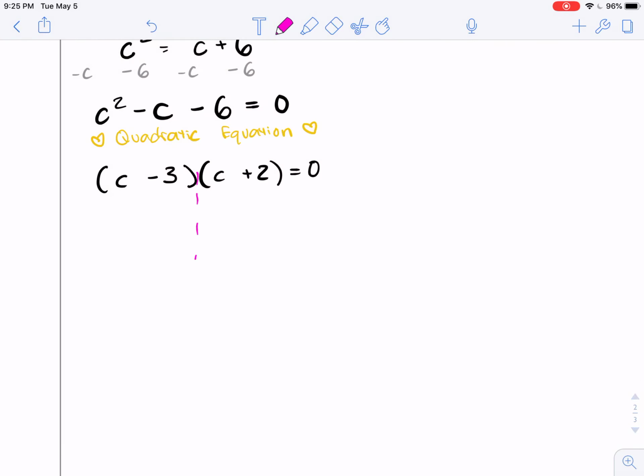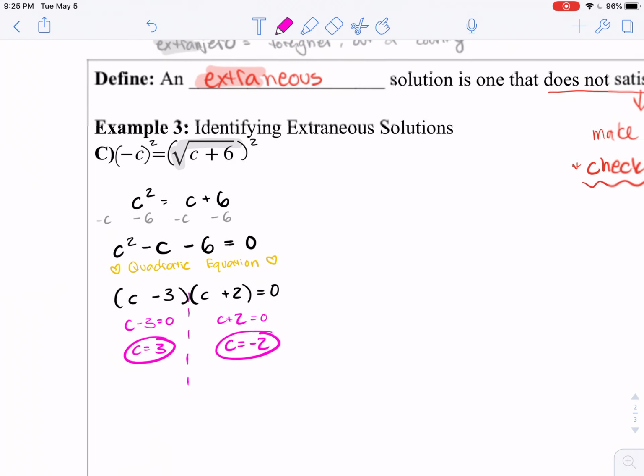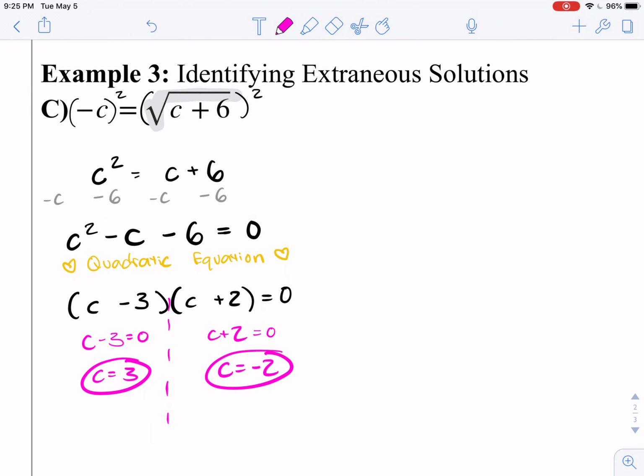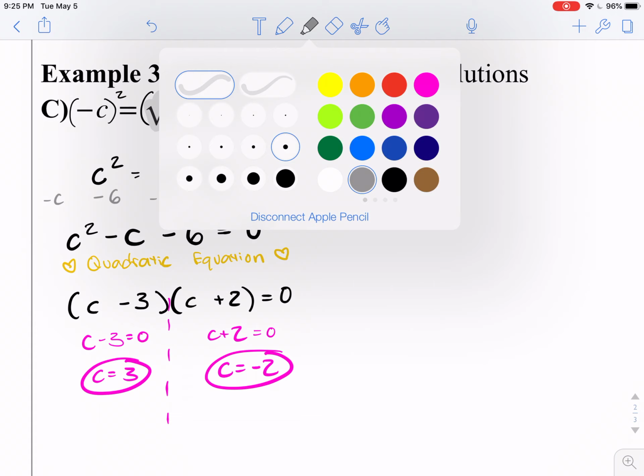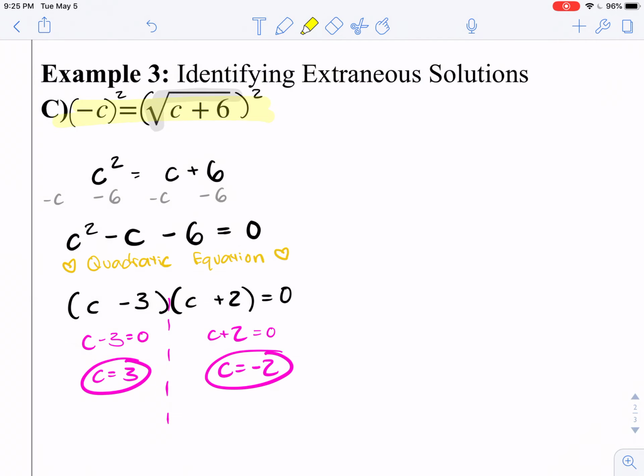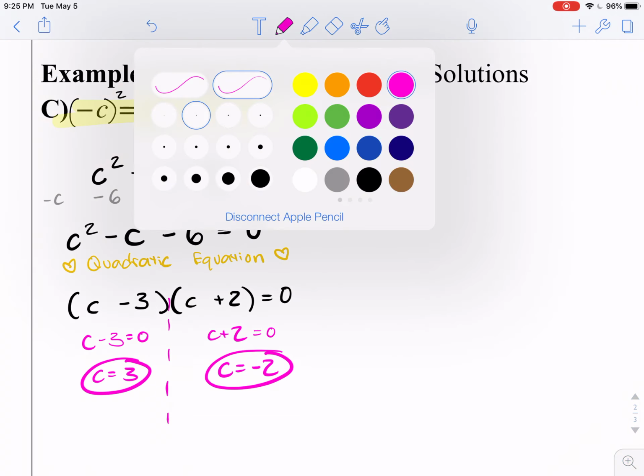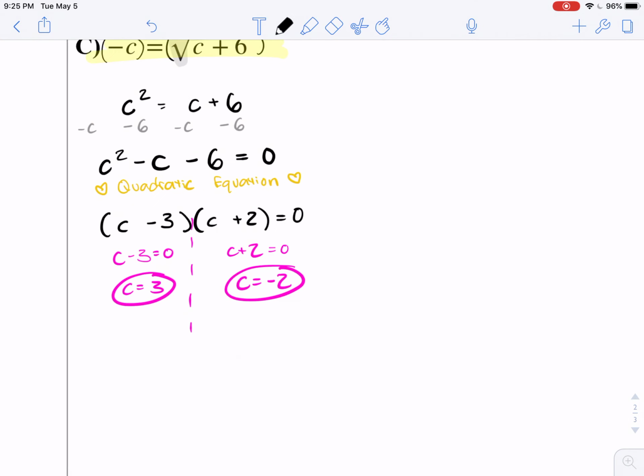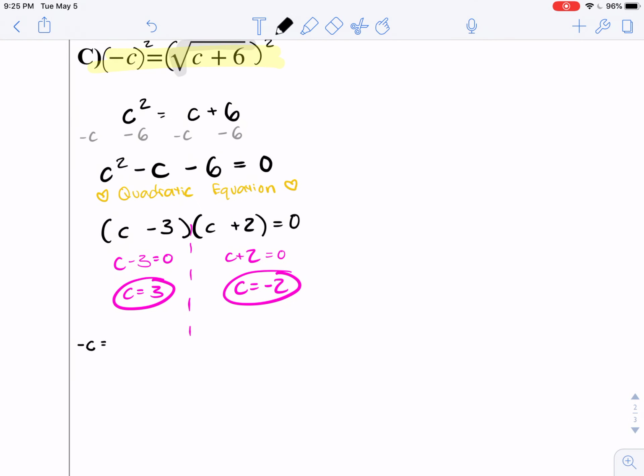To solve this equation, that gives us c minus 3 equals 0, c plus 2 equals 0, so c is negative 2, and c is 3. Cool, we have 2 solutions. But now we need to plug them back into our original equation to check if they both work. Remember that our original equation said negative c equals the square root of c plus 6.